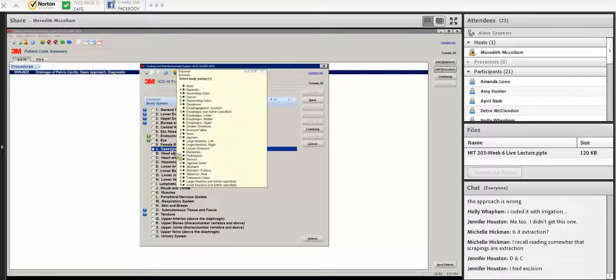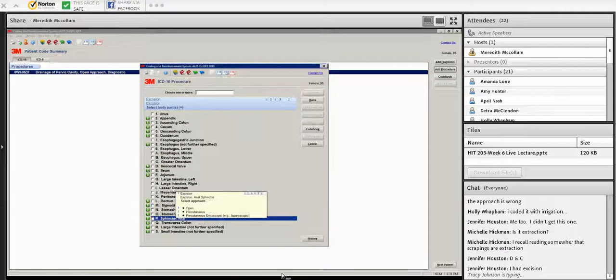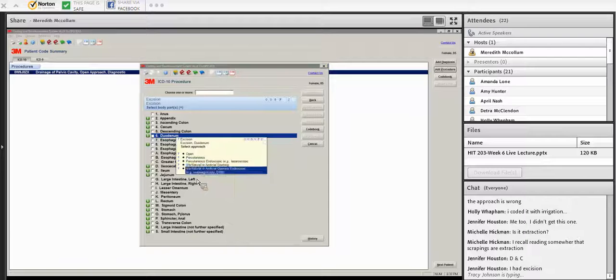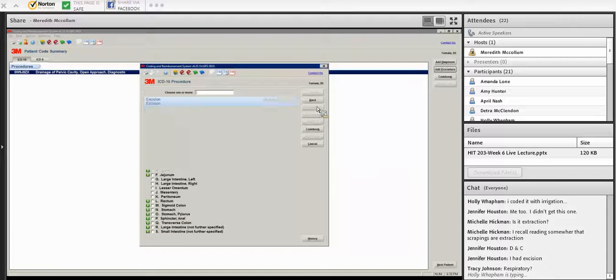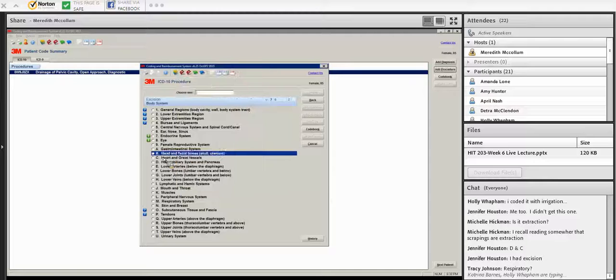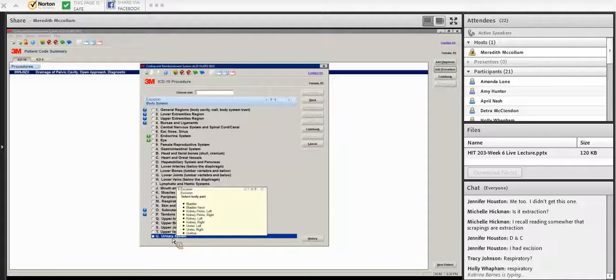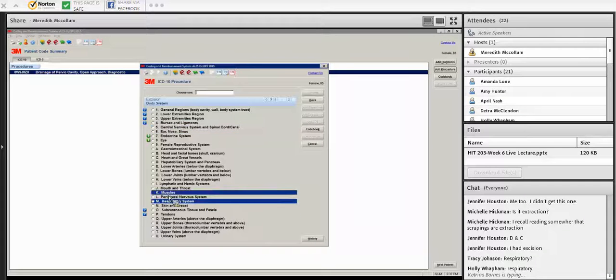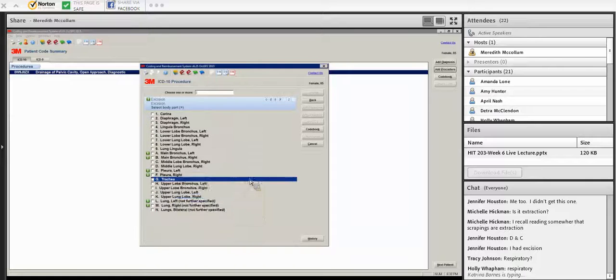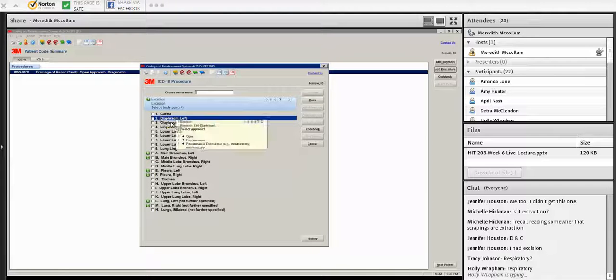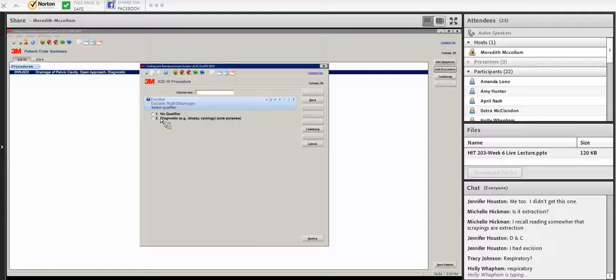Okay, maybe it's under GI. And maybe it's not. Diaphragm. Let me pull it up the other way. That's right, it is respiratory. This one gets me every time. Respiratory, and then it is of the diaphragm right, and it was open, and it was diagnostic.